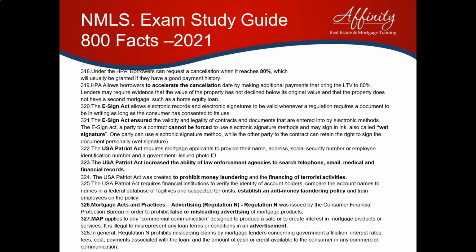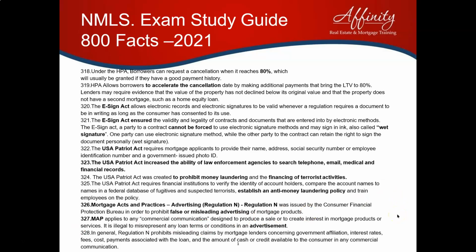The USA Patriot Act requires mortgage applicants to provide their name, address, Social Security number or employee identification number, and a government-issued photo ID. The USA Patriot Act increases the ability of law enforcement agencies to search telephones, email, medical, and financial records. It was created to prohibit money laundering and the financing of terrorist activities. It requires financial institutions to verify the identity of account holders, compare the account names to names in the federal database of fugitives and suspected terrorists, establish an anti-money laundering policy, and train employees on the policy.